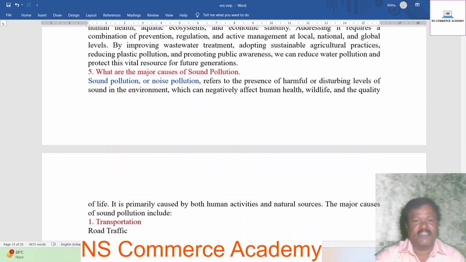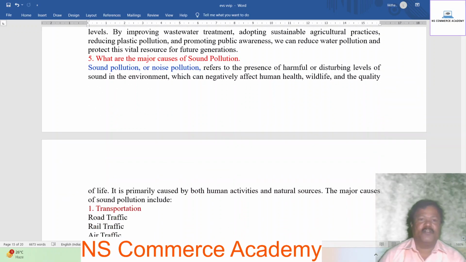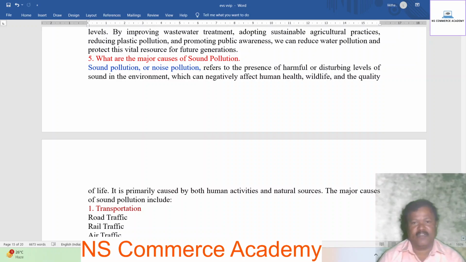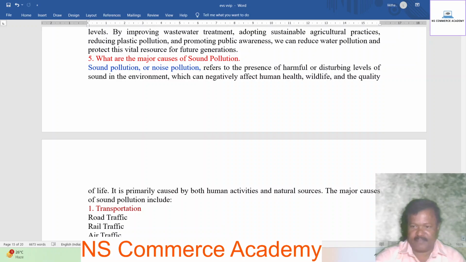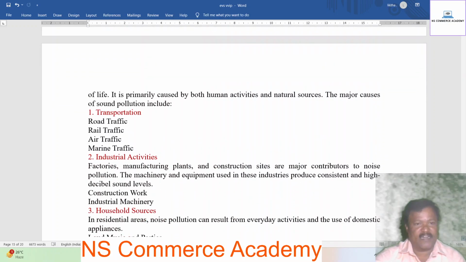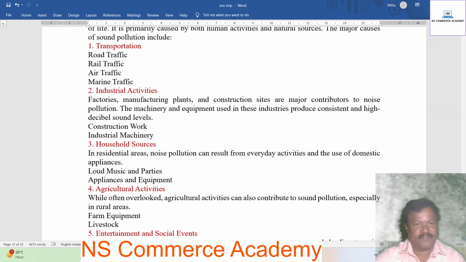Next, what are the major causes of sound pollution? Sound pollution or noise pollution refers to the presence of harmful, disturbing levels of sound in the environment, which can negatively affect human health, wildlife, and the quality of life. It is primarily caused by both human activities and natural sources. The major causes of sound pollution are transportation: road traffic, rail traffic, air traffic, marine traffic.